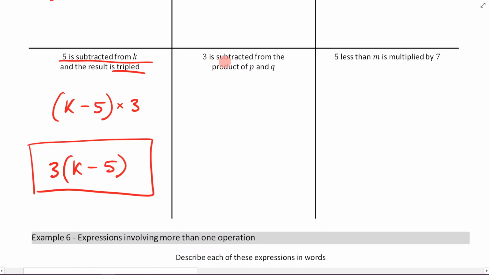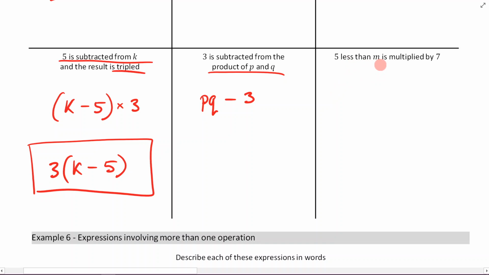Next, 3 is subtracted from the product of PQ. Okay, 3 is subtracted from the product of PQ. So we have to be careful here. We've got the product of PQ, so we know that's just going to be PQ. And from that product, we're subtracting 3. So 3 is subtracted from the product of PQ. Okay, let's keep on going.